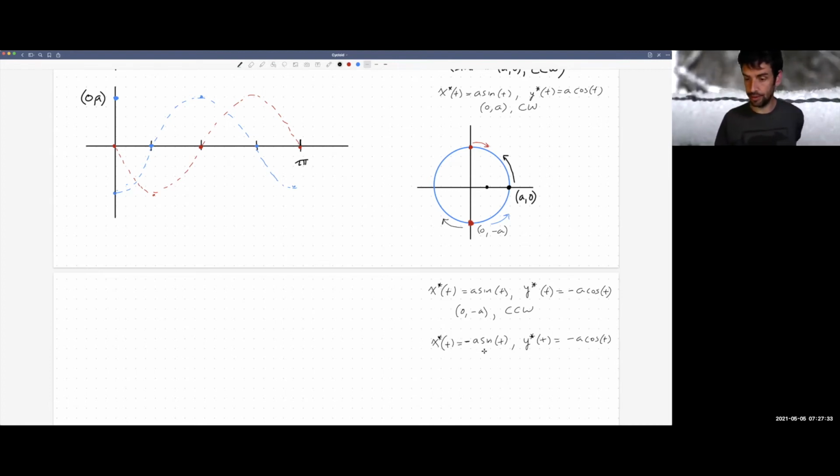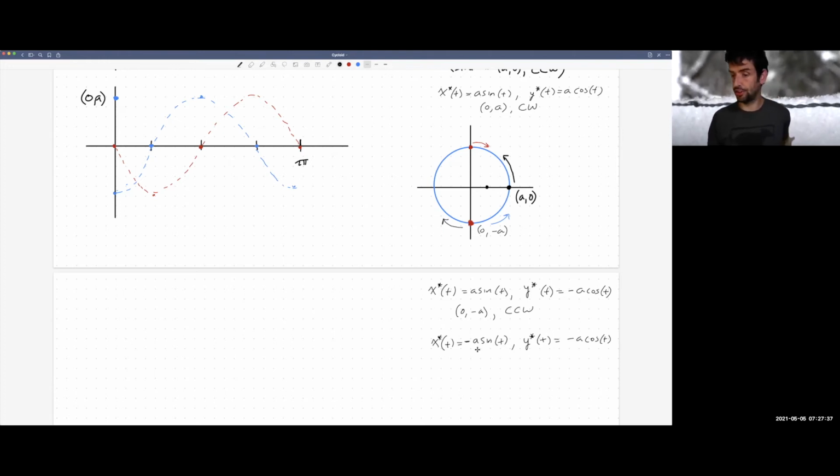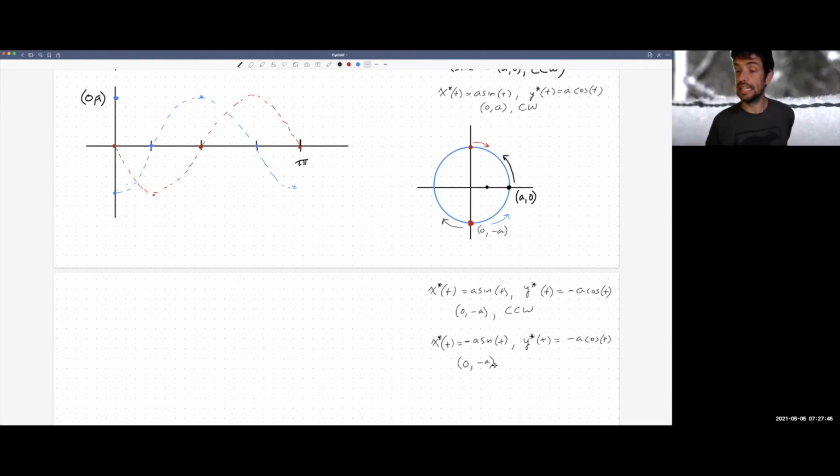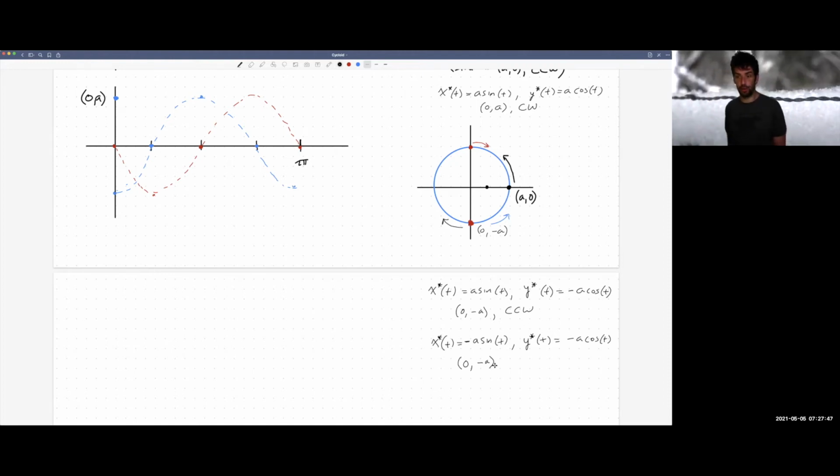So let's think about what's going to happen. At the beginning, sine of 0 is still 0, so the negative doesn't matter. We're still beginning with an x coordinate of 0. Cosine of 0 is 1. We've got this negative a in front, so we're beginning at the bottom of the circle. That's perfect. That's what we wanted.